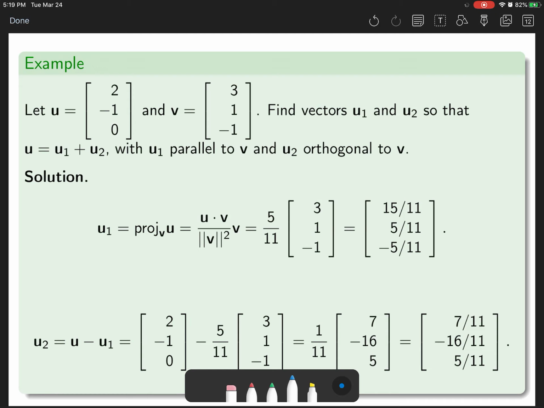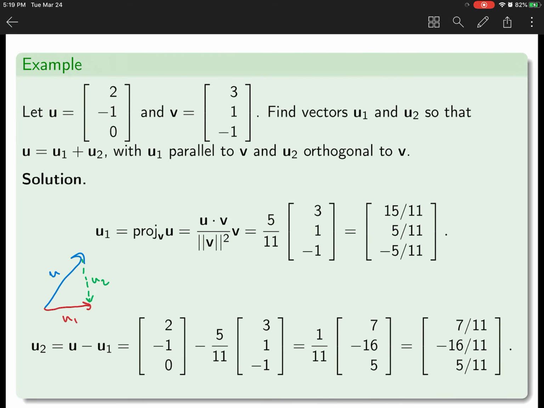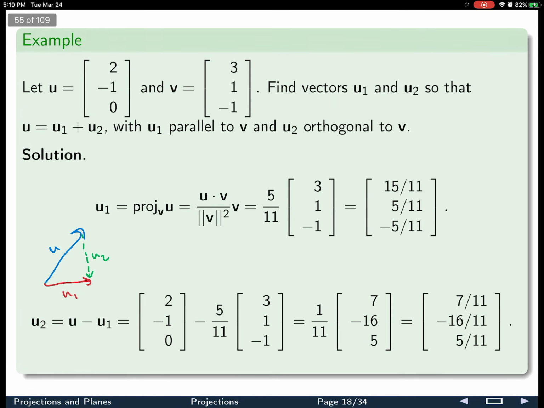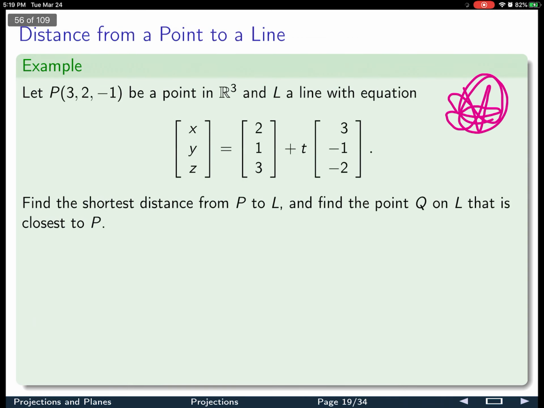I guess I could draw real quick. If this was u, and u1 was heading this way, u2 would be this piece. So that's just vector subtraction. U minus u1. And it might be the other way around. I think I drew it backwards, but it's okay. Same diff.